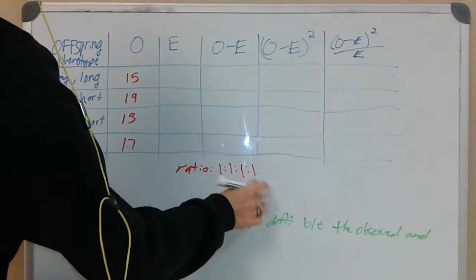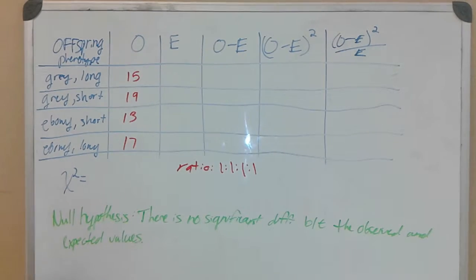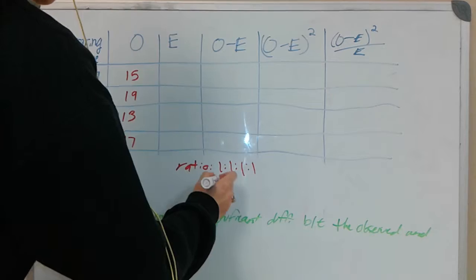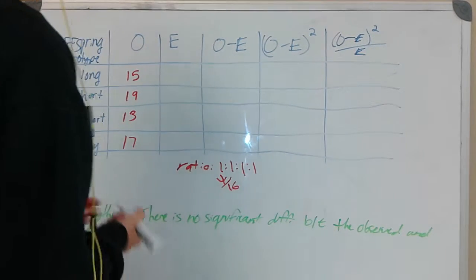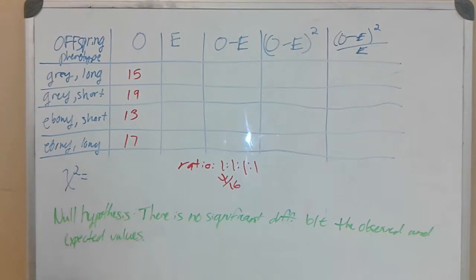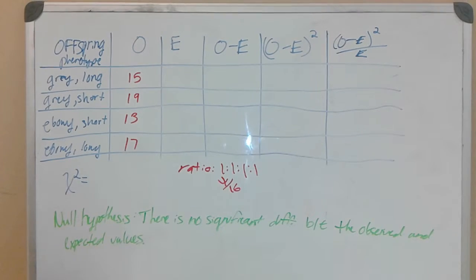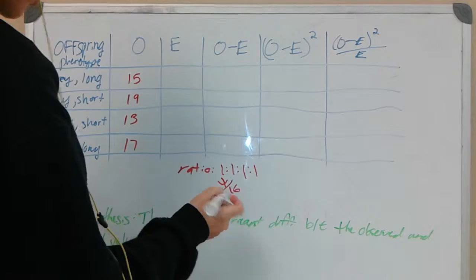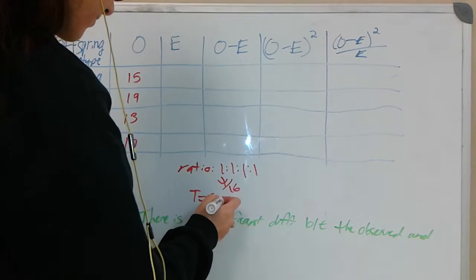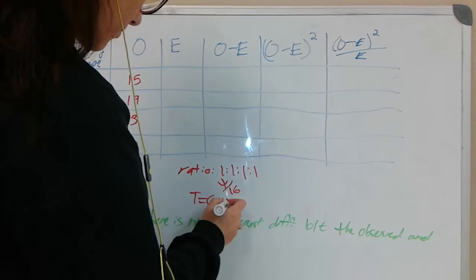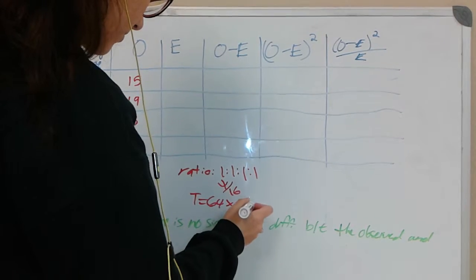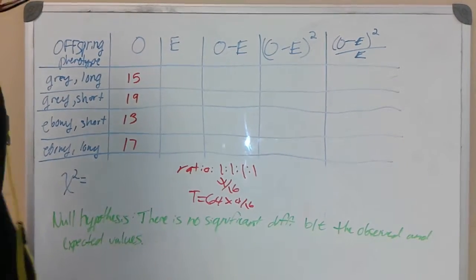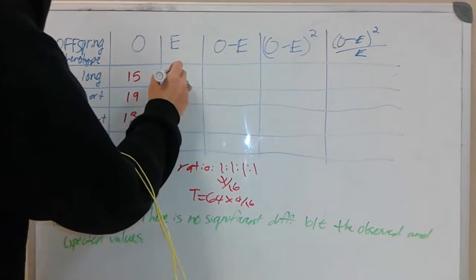And what that signifies is that because it's a dihybrid cross, the 1 to 1 to 1 to 1 ratio will end up being 4 out of 16 for all the phenotypes. So what you do is you multiply the total. In this cross, the total was 64. So let's put t equals 64. You multiply the total with the ratio to get your expected results. And what we expect in all of them is 16.